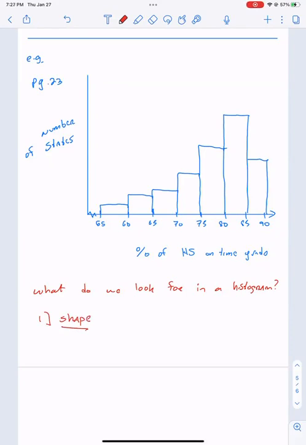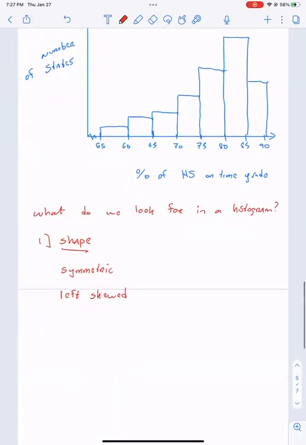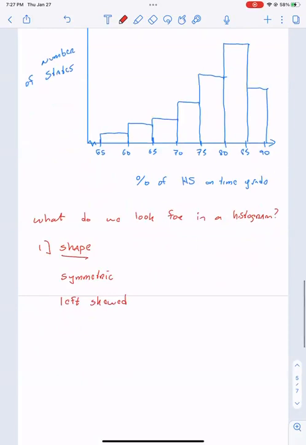Now, in this course, we are going to have essentially three shapes. We're going to have symmetric, left skewed, or can anyone guess what the other one is? This is tough, I know, but I have a feeling. Right skewed. Wow, you guys are so good. So symmetric, left skewed, or right skewed.